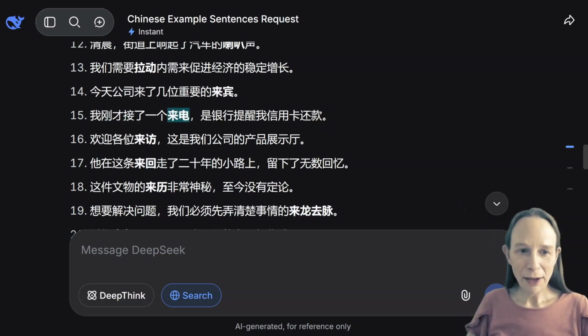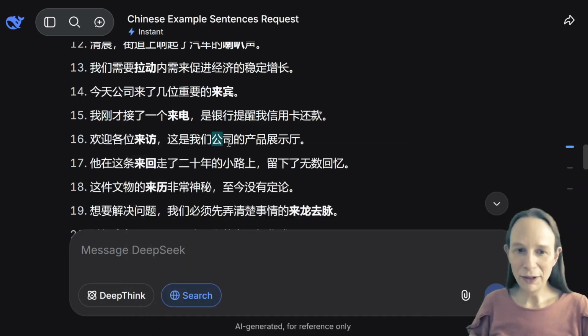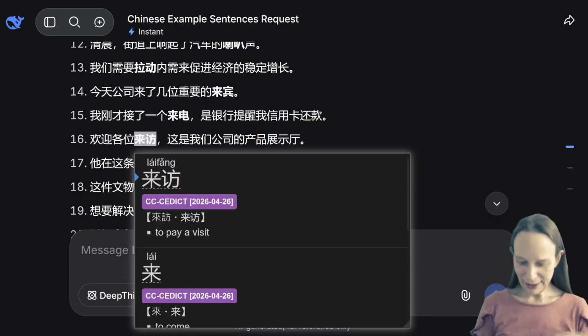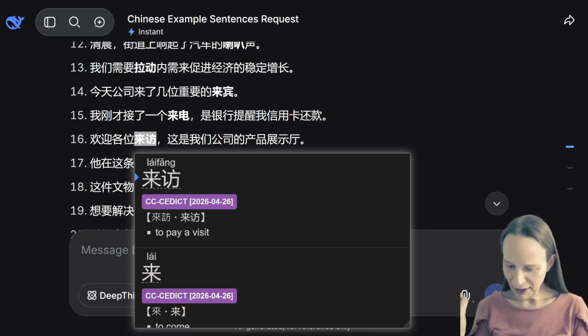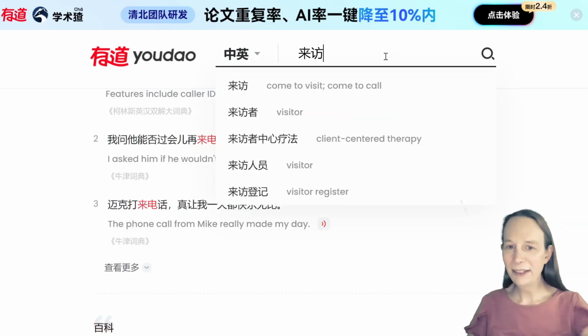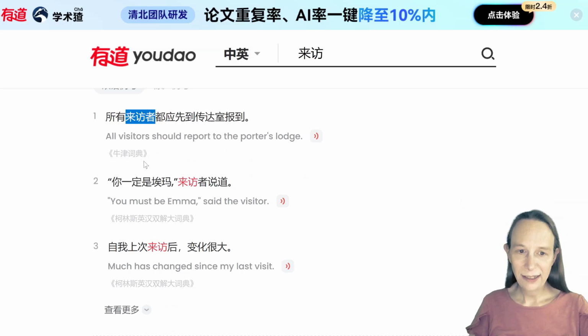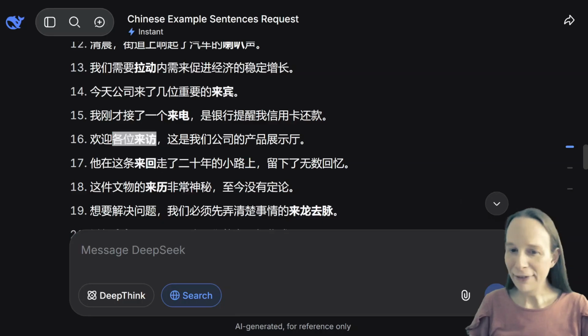Oh, here's another one. 欢迎各位来访. Yeah. Here it's used as a noun, right? 来访. 这是我们公司的产品展示厅. So, but this is also a noun. Let me see what the dictionary says. 来访. Verb, 前来访问. 来访的群众. But I think it's also a noun. Let me come to visit. 所有来访者. Oh, maybe you need to stick the 者 to turn it into a noun. Okay, but 各位来访, that's a noun.